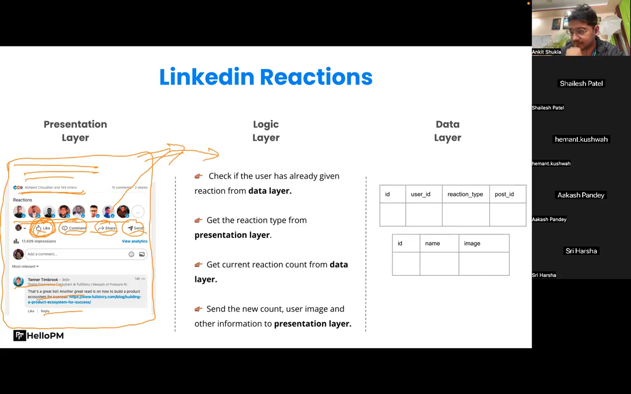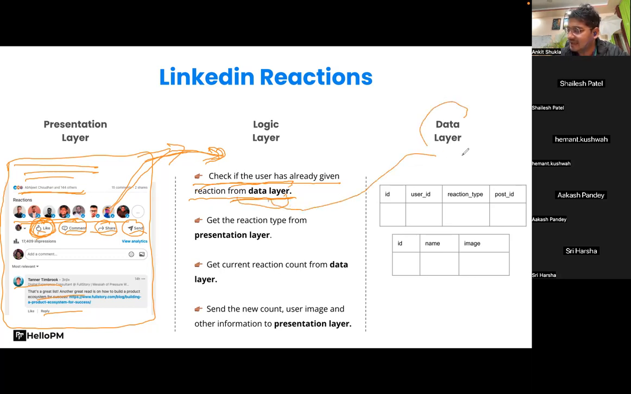The logic layer will first check from the data layer if the user has already given a reaction. Before showing any output to the user, it is first going to check whether this person has already liked it or not. If the person has already liked it, it is going to get unliked, and if they have not liked it, it is going to become liked. But the logic layer doesn't know by itself. Logic layer is just logic, so it has to go to the data layer.